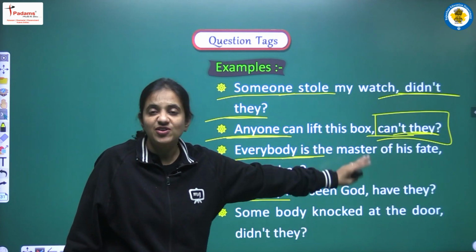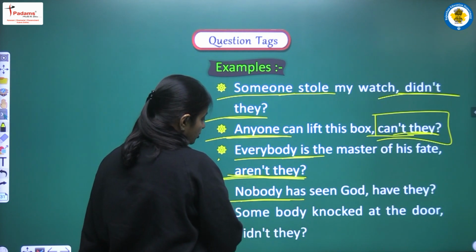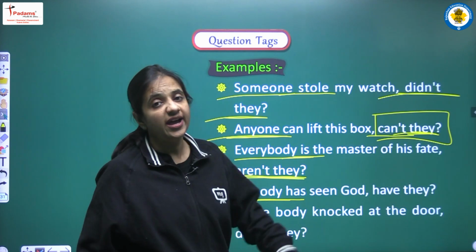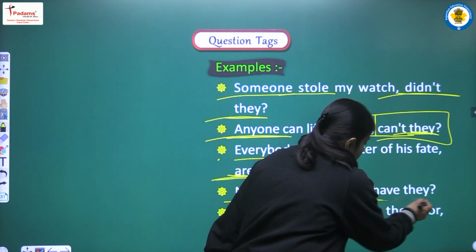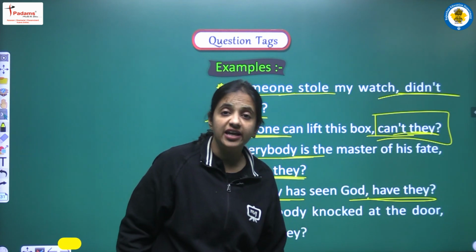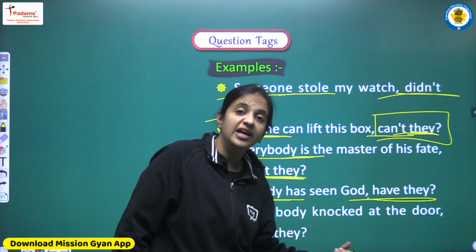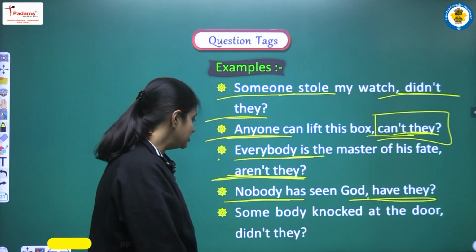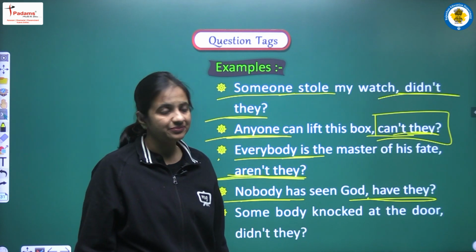So now the question tag will be positive one. The sentence is nobody has seen God, so has and have. So for that we are having have here, and as a pronoun we are having they. So because we are having they, that's a plural one, in the place of has we have to write have here. Okay, and the complete sentence will be, nobody has seen God, have they?